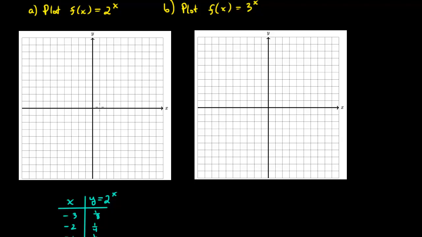So let's first scale this graph. Our first coordinate is negative 3 comma 1 over 8, which is very close to the x-axis. Negative 2 comma 1 quarter is about here. Negative 1 comma 1 half is our next point, and it's about there. Then I have a point at 0 comma 1, another point at 1 comma 2, another point at 2 comma 4, and another point at 3 comma 8, which is right here. And then we'll draw a smooth curve through all those points.